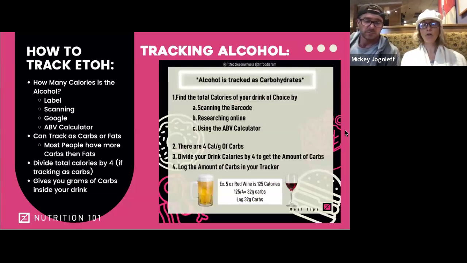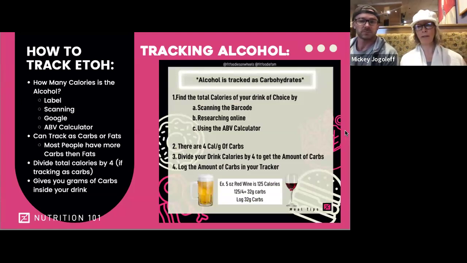When it comes to tracking alcohol, this is almost the opposite. Way to mess with you. The first thing is you have to determine how many calories are in the alcohol itself. In order to find the total calories, you can try scanning the barcode.